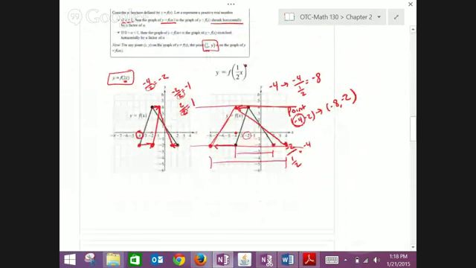So anytime you're messing with the x, you're messing with the domain, the x values. You're not changing the range values necessarily. You can do both.